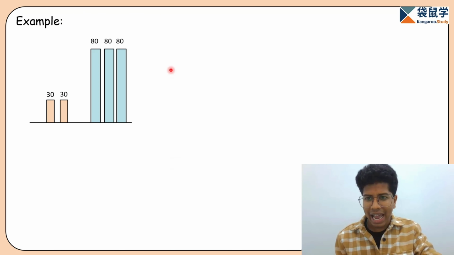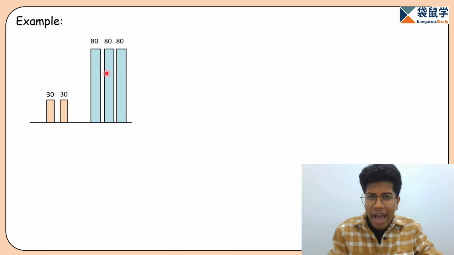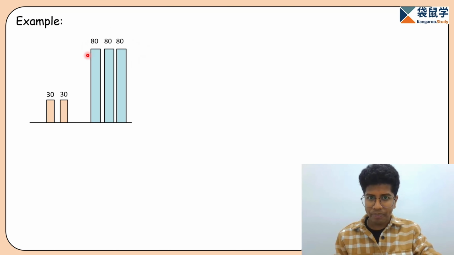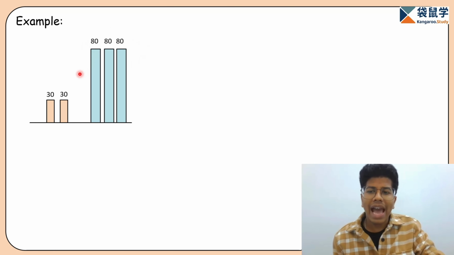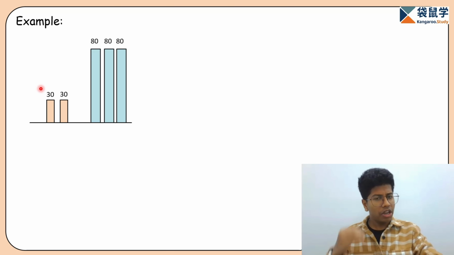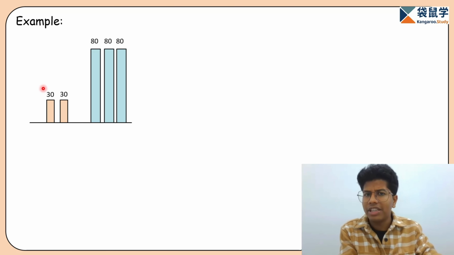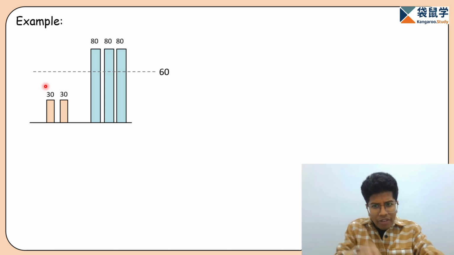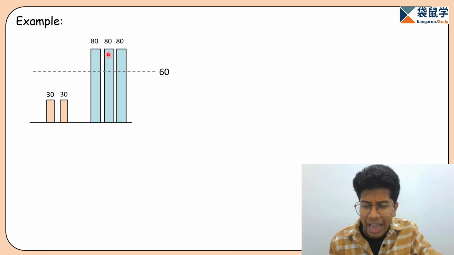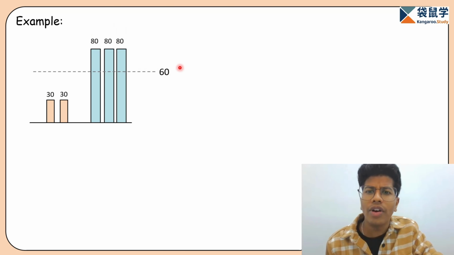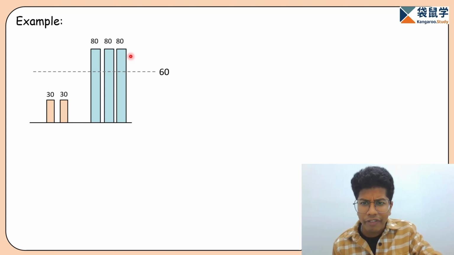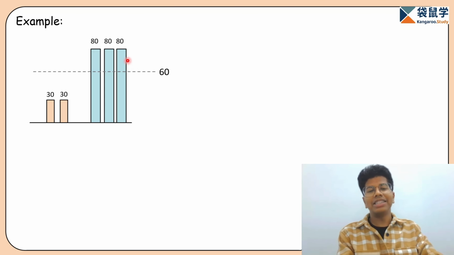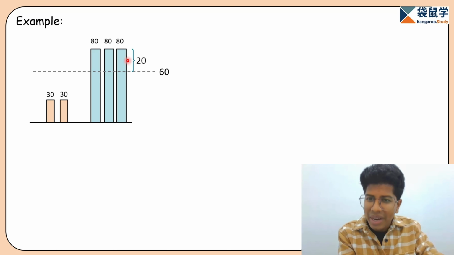Let's say I have three boys whose average score is 80 and I have two girls whose average score is just 30. Now if I ask you to find out the overall average, what will it be? It's just 60. Now observe for boys. From the average score of boys to the overall average, what is the difference which we can observe? The difference is just 20.